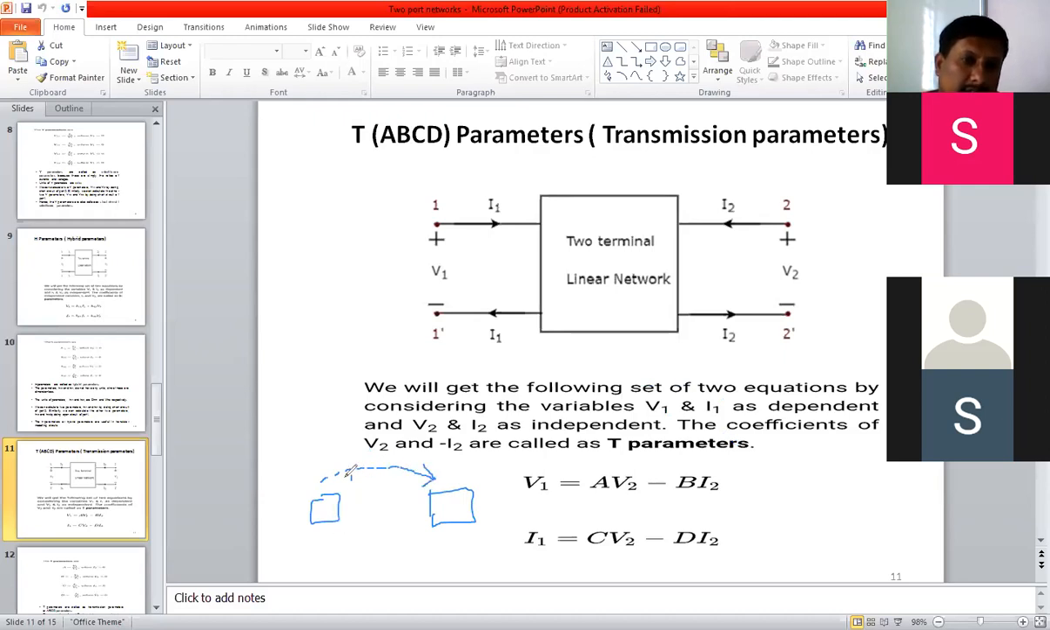Means current I1 will flow from transmitter to receiver. I2 will not flow in this opposite direction. So I2 we are considering opposite to I1, that's why the negative sign is for I2. Actually B is not negative, I2 is negative.